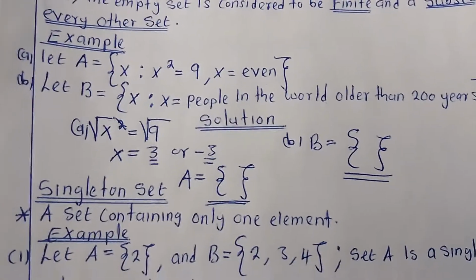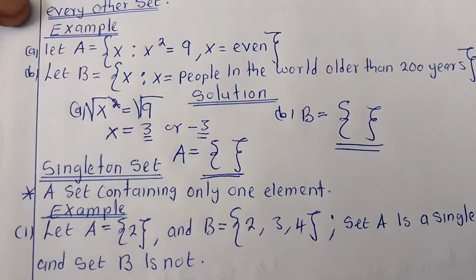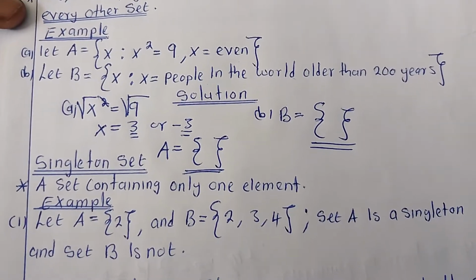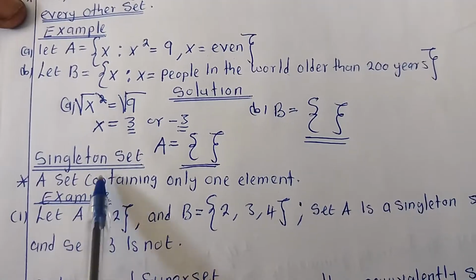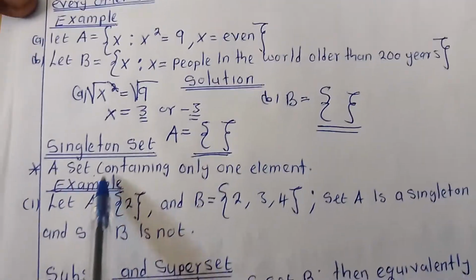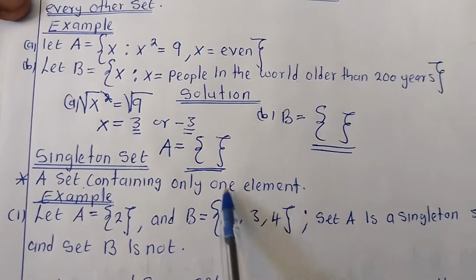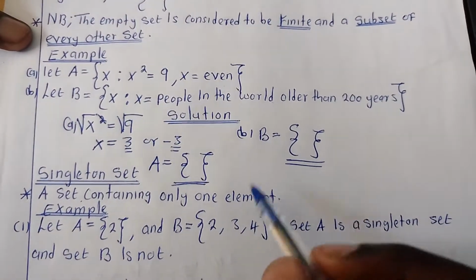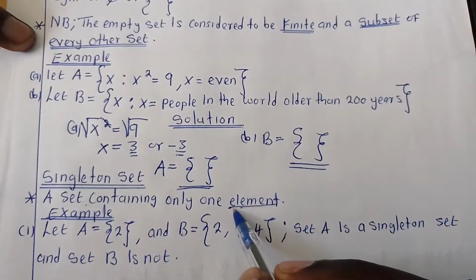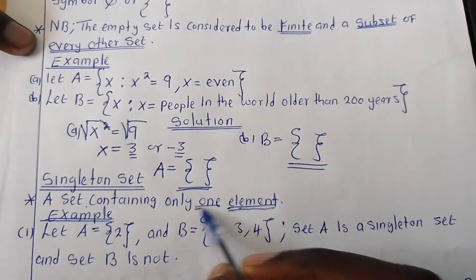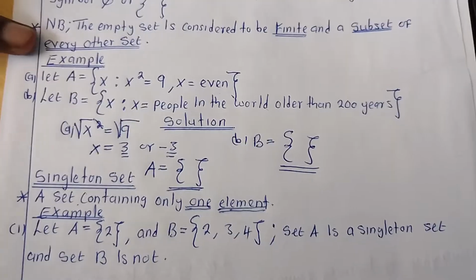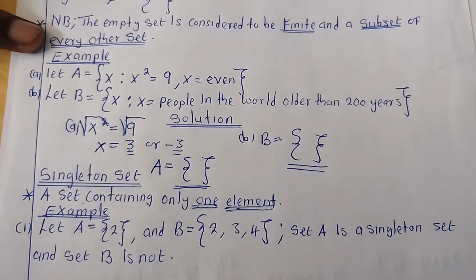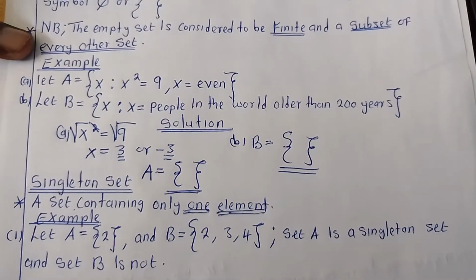We come to a singleton set. Now, from the word single, we are able to come up with the meaning. A singleton set is simply a set containing only one element. There's only one element in this set. If you are single, you are saying you're not married. You don't have a partner with you. You are alone. Therefore, this is what we are talking about.